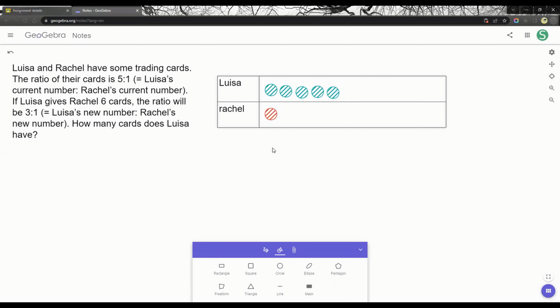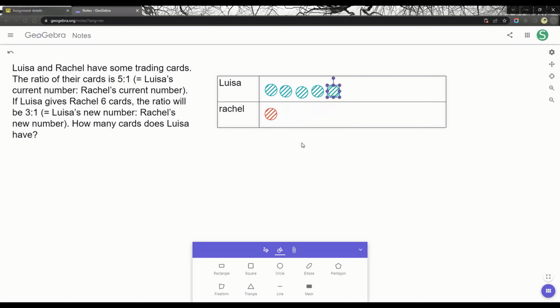Now we can start on the hypothetical sentence where Luisa gives Rachel 6 cards. The ratio is then 3 to 1. So we can take one of Luisa's circles here that represent a certain amount of cards and give it to Rachel to see if we get that 3 to 1 ratio. If we give Rachel 1 card, their ratio is only 2 to 1, as Luisa has twice as many cards as Rachel. We want the ratio to be 3 to 1, but that's not going to happen with the amount of circles that we have.